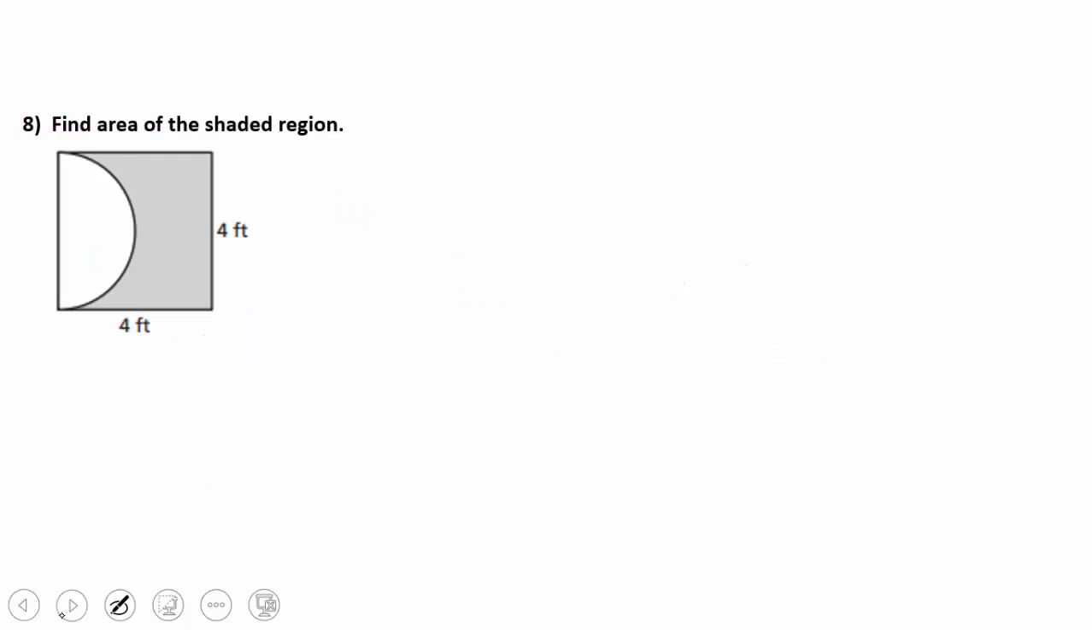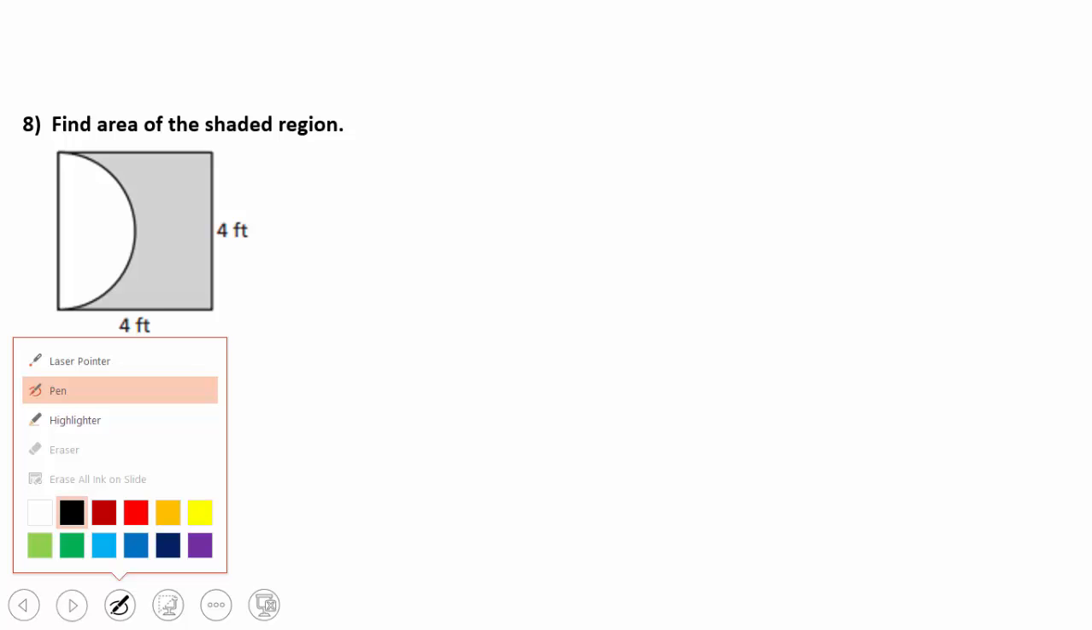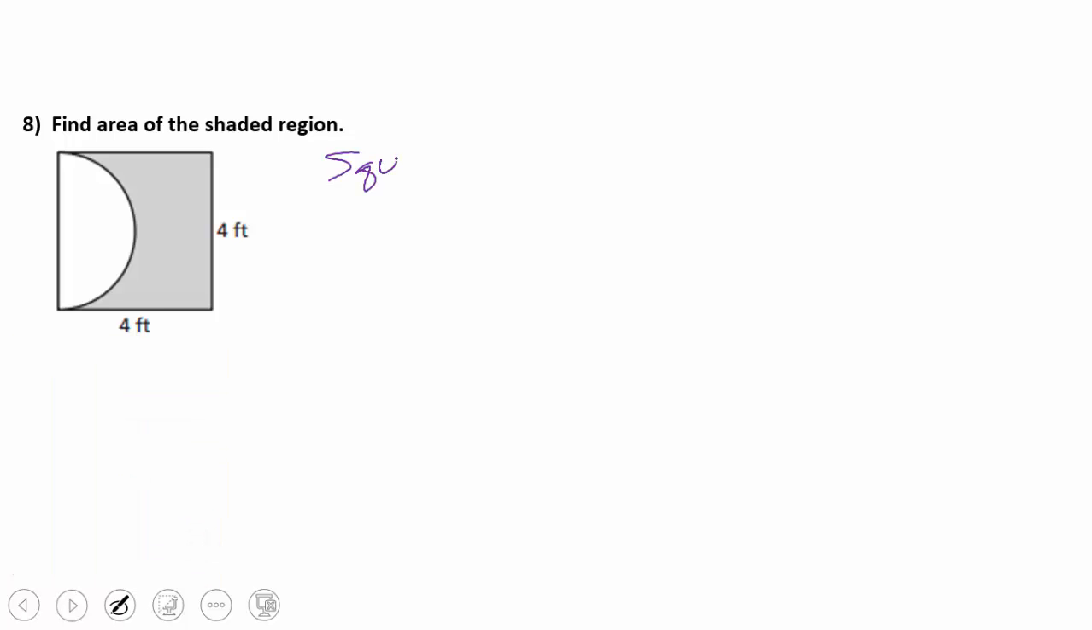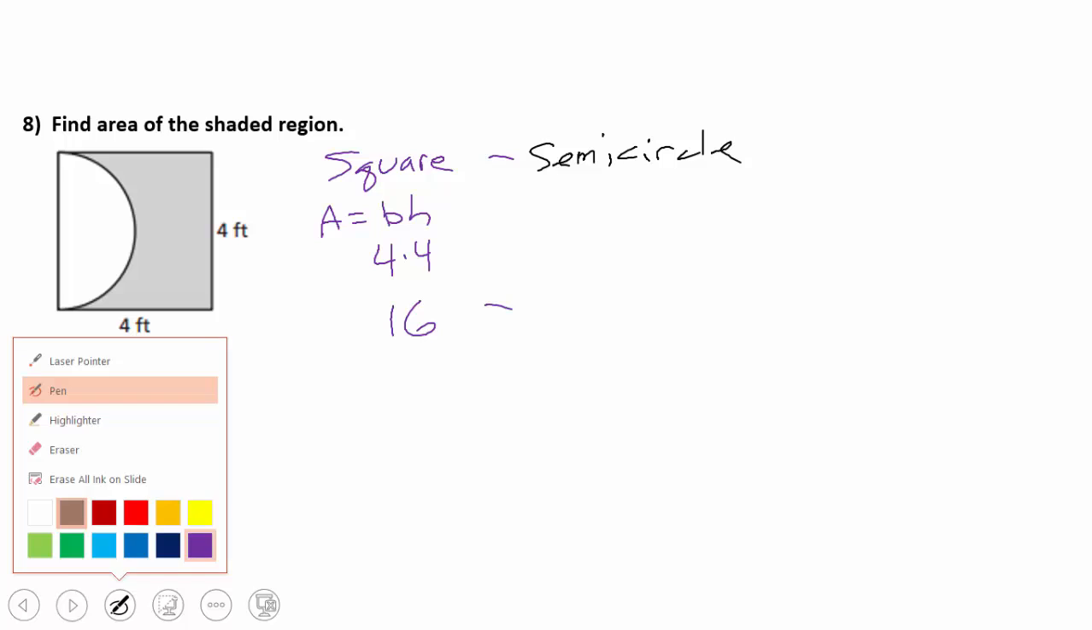Moving right along, we have another shaded region. We can see that we have a square, and they've taken out of it a semicircle. So we're going to subtract again, and I'm going to say that it's the square minus the semicircle. And so I'm going to start off with the square, and I can see the square has side lengths of 4 by 4, and area of a square is base times height, which is 4 times 4. Well, that's 16. And we're going to subtract from that the semicircle.